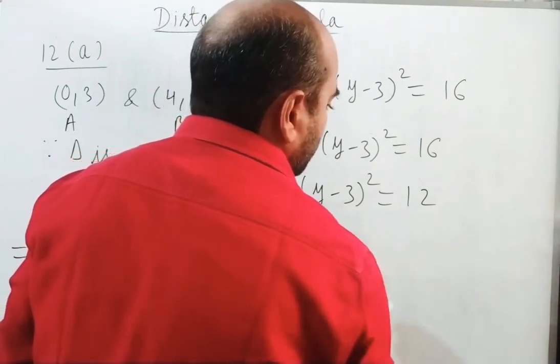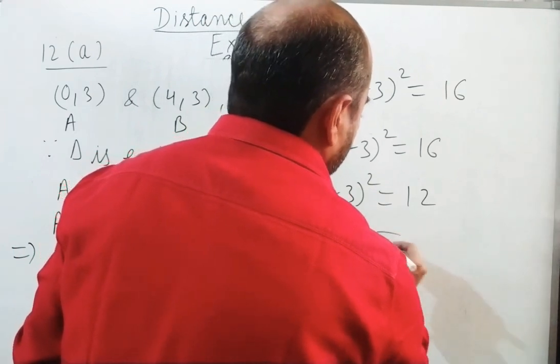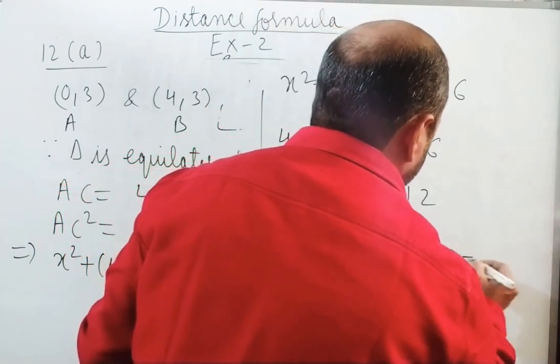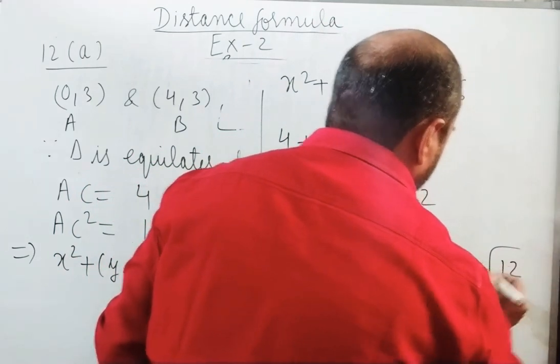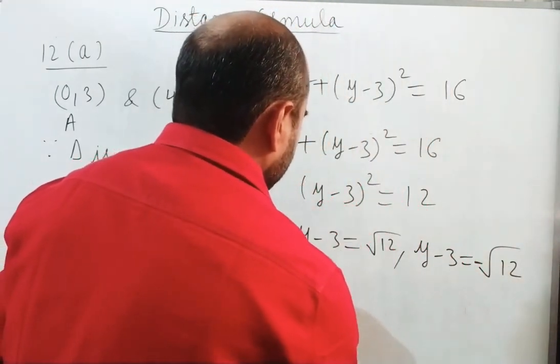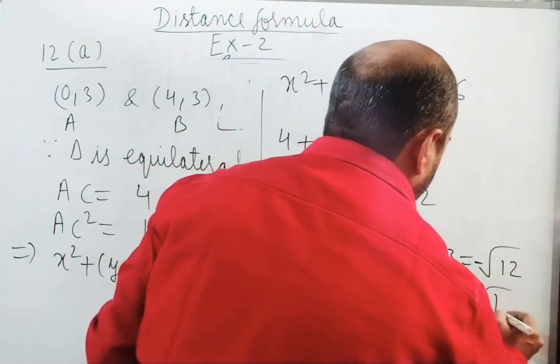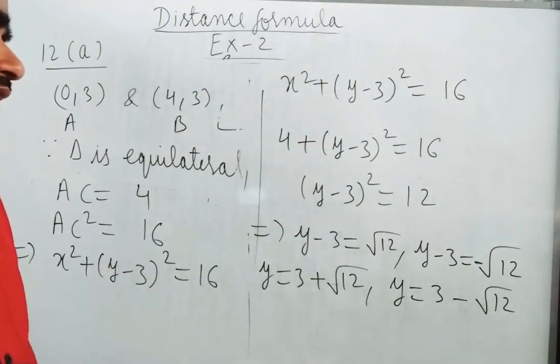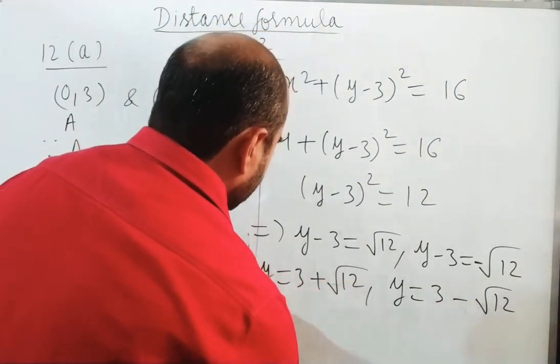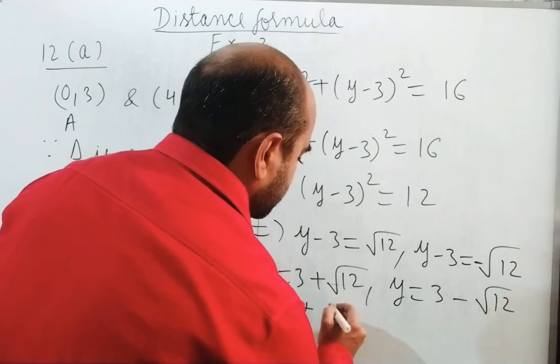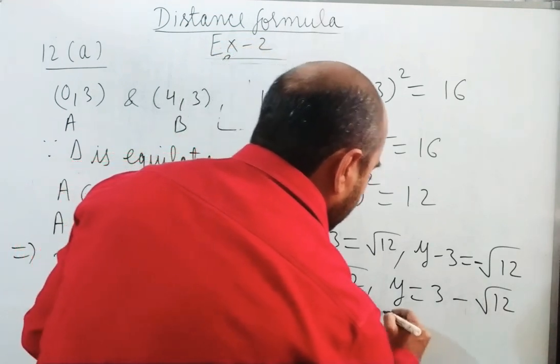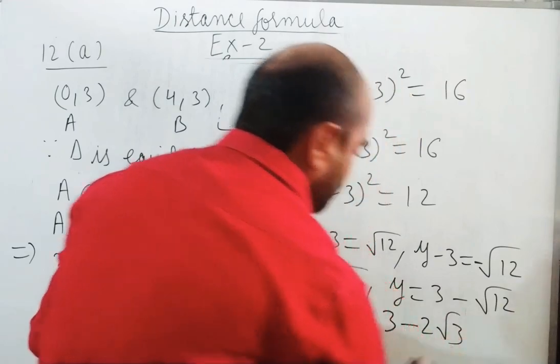So this will give y minus 3 is equal to square root 12, or y minus 3 is equal to minus square root 12. So y equals 3 plus square root 12, or y equals 3 minus square root 12. Square root 12 can be written as 2 root 3. Correct? All things are right, I think. So root 12 means we can write it as 3 plus 2 root 3 and 3 minus 2 root 3.